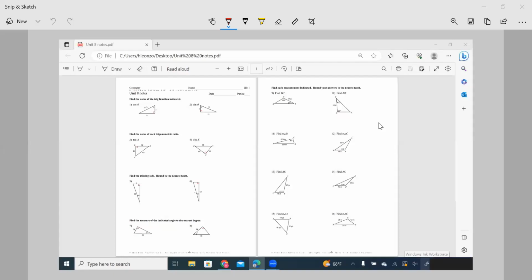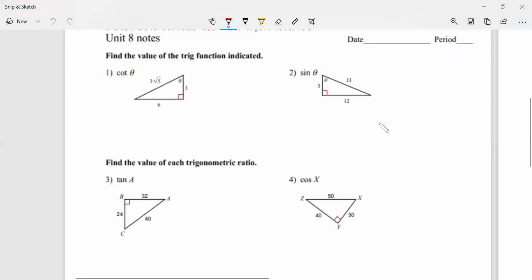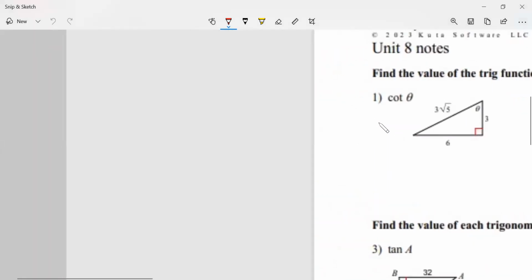All right, so the beginning of Unit 8 has to deal with what we call trigonometry. Now, let me talk about ratios. Now, the word ratios is the fancy way of saying fractions, okay? But on the right triangle, let me draw a right triangle here.